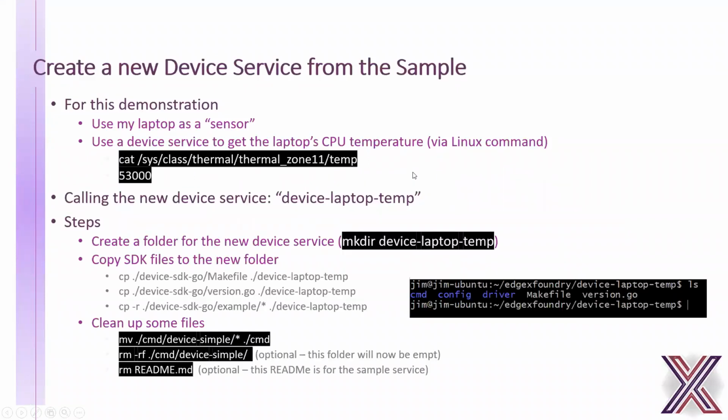Well, the next thing I need to do is actually create a new device service from that sample or from that example code. When I create the device service, I'm going to want it to communicate with a sensor. In this demonstration, what am I going to do for that? Well, my laptop actually has the capability to give the CPU's temperature. So what if I wanted to create a device service that gave me the temperature of my laptop?